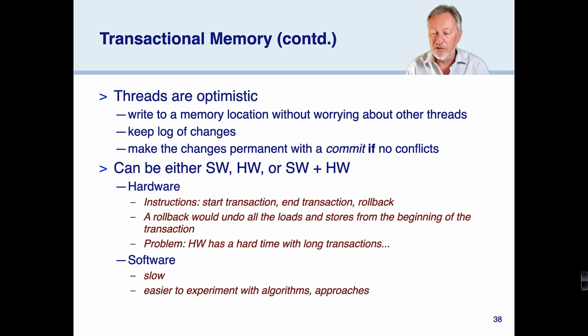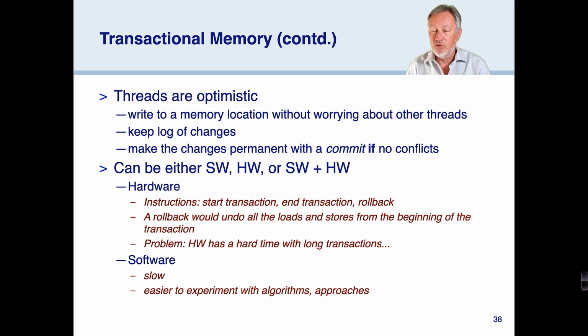The idea is that threads are going to be optimistic. So when I have an atomic block, I will start executing. If I discover that there's some error, then I can roll back. I keep a log of changes, and then I can make the changes permanent with the commit if there are no conflicts. There are different ways of implementing atomicity, either in software or hardware or a combination of both. With hardware, we have instructions to start transactions, end transaction, or roll back. And a rollback can undo all of the loads and stores from the beginning of the transaction.